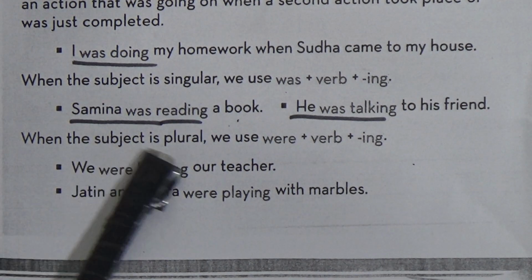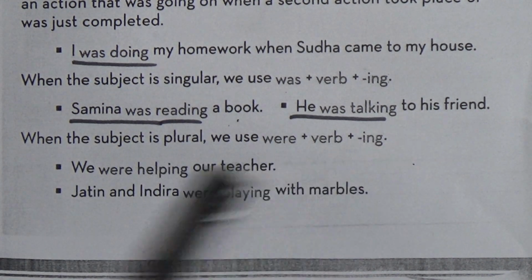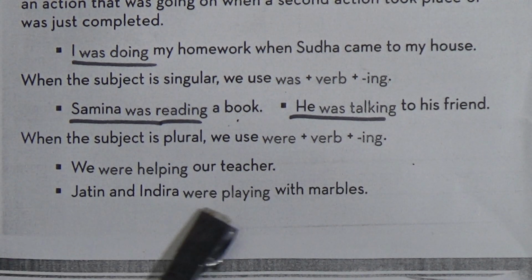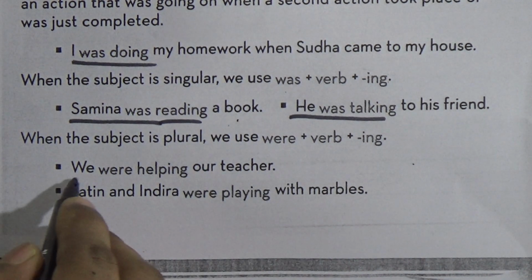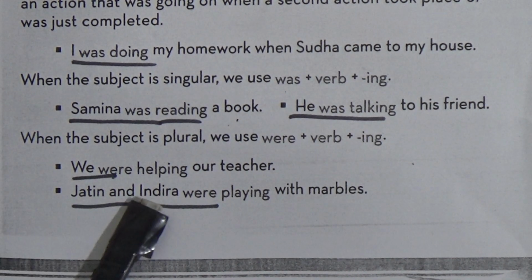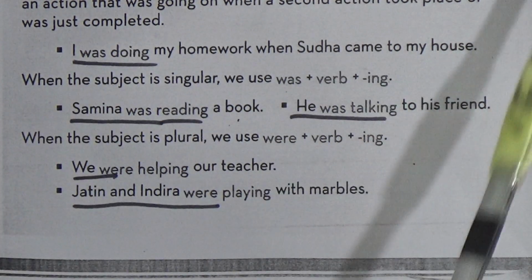When the subject is plural, we use were plus verb plus ing. We were helping our teacher. Jatin and Indra were playing with marbles. We were, Jatin and Indra were. The subject is plural, the verb is were, plural. So let's go to exercise 1.